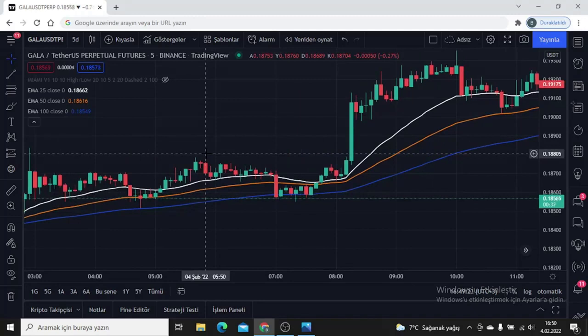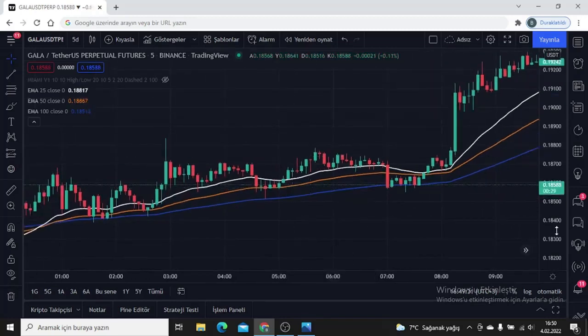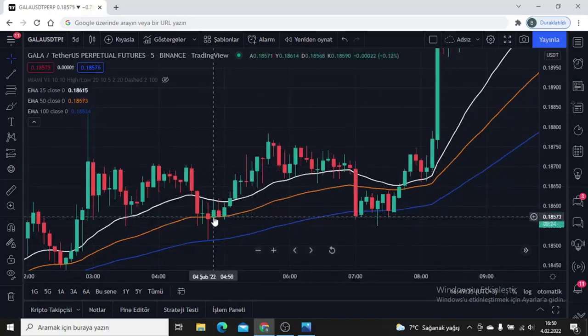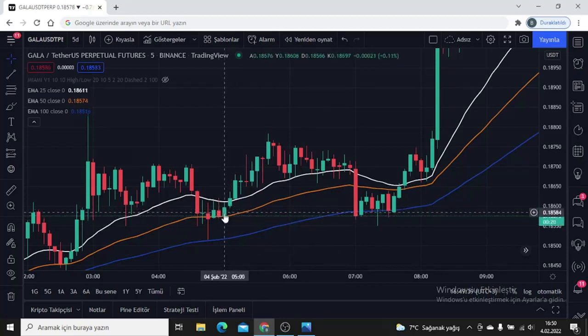Now, when we look at it, let's enlarge the screen a little. The candle is closing above the 50-day moving average. Next comes a red candle. But the price does not sag below the 50-day moving average, it stays above it and you see it leaves us a very nice profit rate.